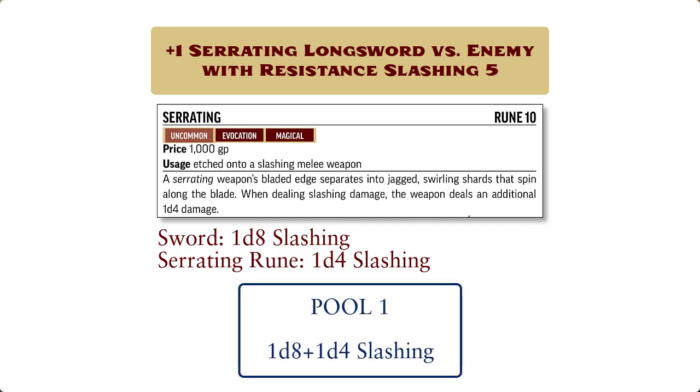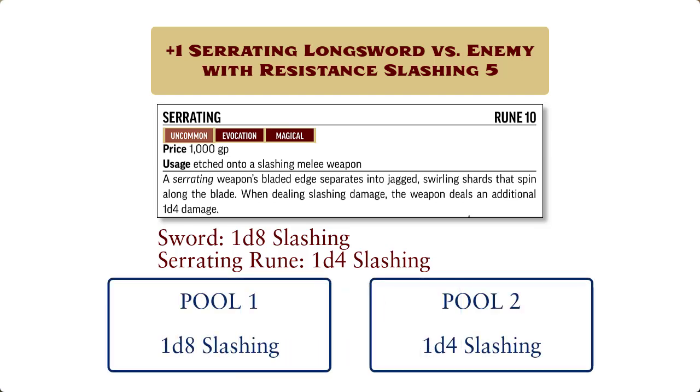Some people would say we have 1 pool of damage because they are both slashing damage. Other people would say, well, we have 2 pools of damage because there are 2 effects in place. There is the sword that's striking, and then there is a rune on the sword, and we're rolling 2 different dice, so therefore there would be 2 different pools of damage.